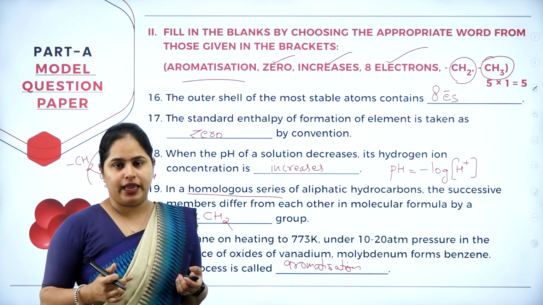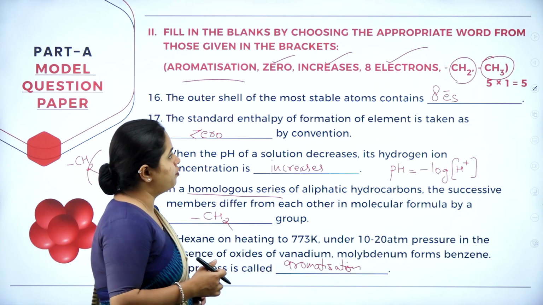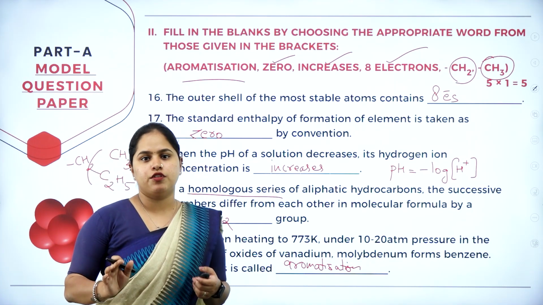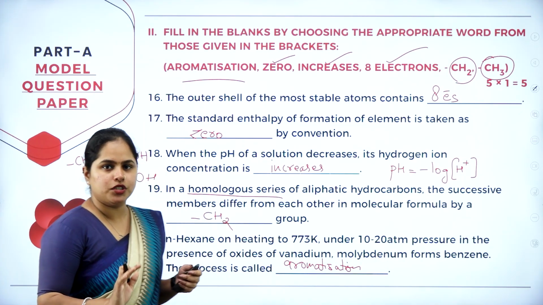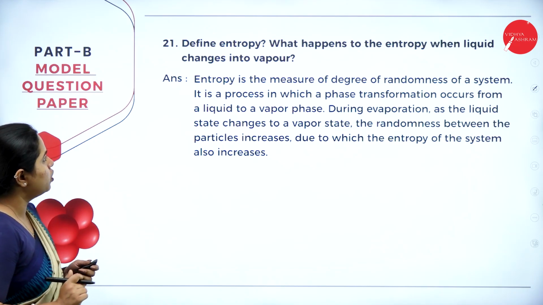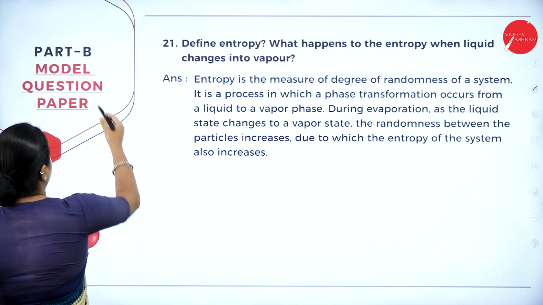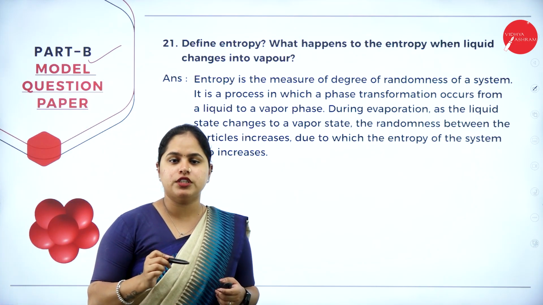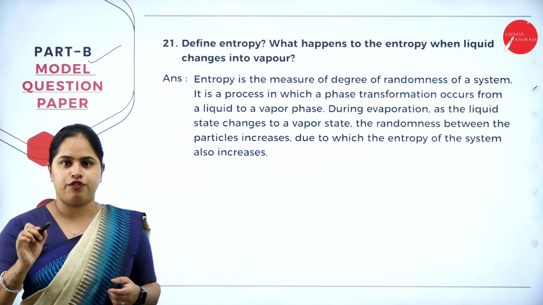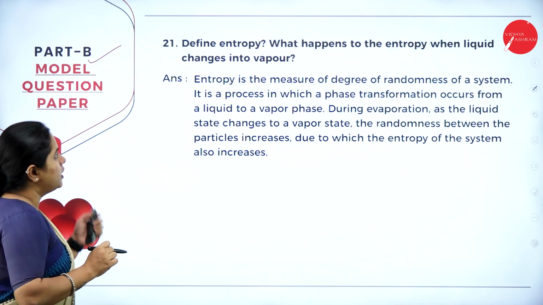So this is part A, 15 MCQ questions and 5 fill in the blank questions will give you 20 marks. All these 20 questions are compulsory. Now moving on to part B. As we have discussed, 9 questions will be there, out of which you have to answer any 5. So the first question: define entropy.